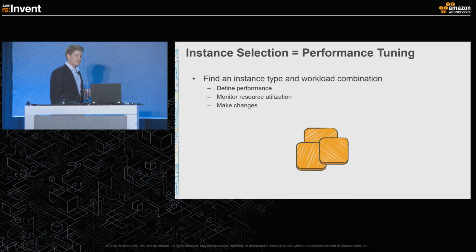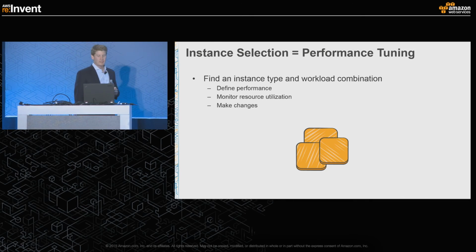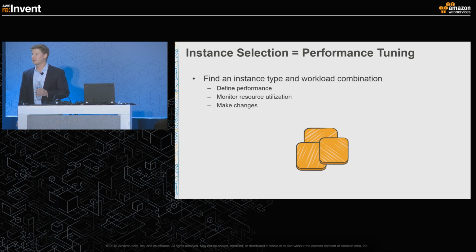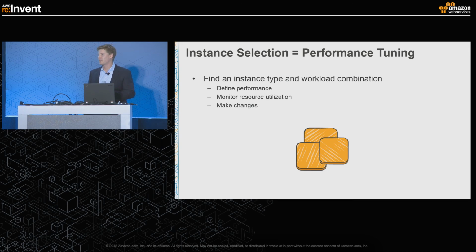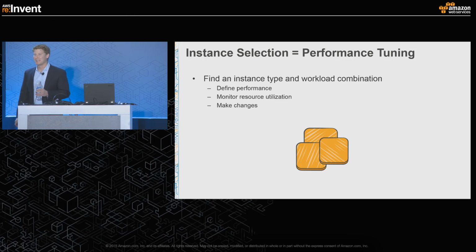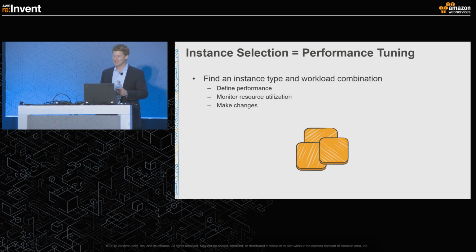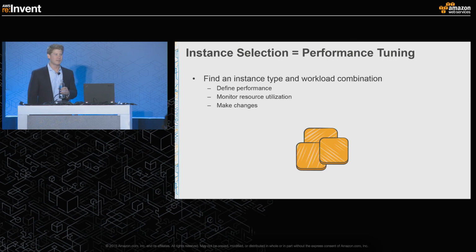So just to recap, instance selection is tantamount to performance tuning. I can't stress this enough. Setting up definitions of performance, monitoring performance, and then making changes. You know, EC2 is awesome for that. You can give an instance back just as quickly as you got it. So like I said, you could start with an i2.8xlarge and then give it back to us as soon as you find out it's too much for what you need. But in order to start this process, you need to know that you're actually getting the most out of your EC2 instance to begin with.